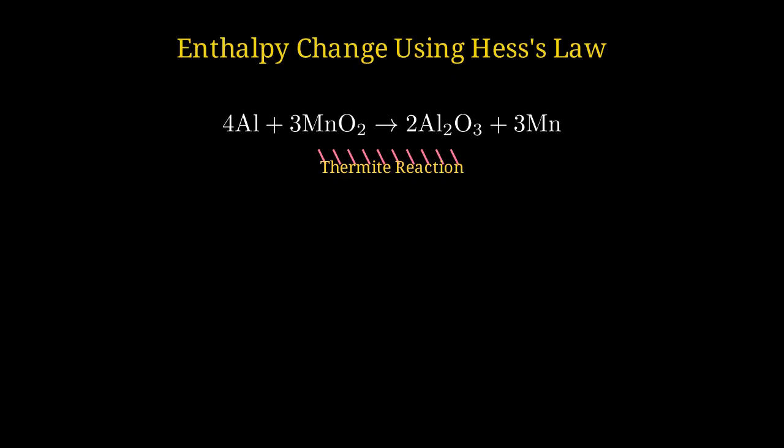Let's determine the enthalpy change for the thermite reaction using Hess's law and understand why everything is balanced the way it is. This is the thermite reaction where aluminum reduces manganese dioxide to produce aluminum oxide and manganese metal. We need to find the enthalpy change for this reaction.